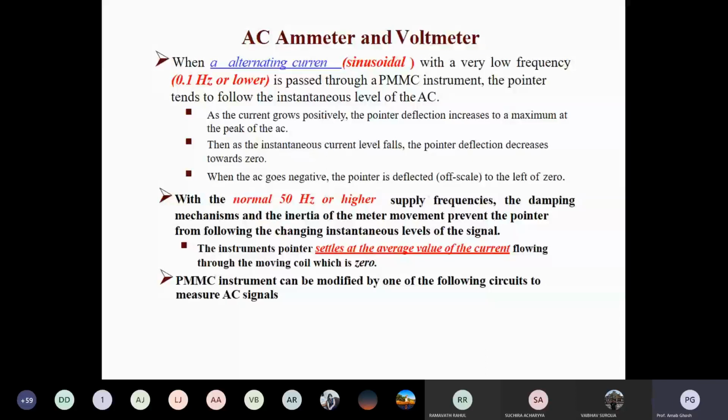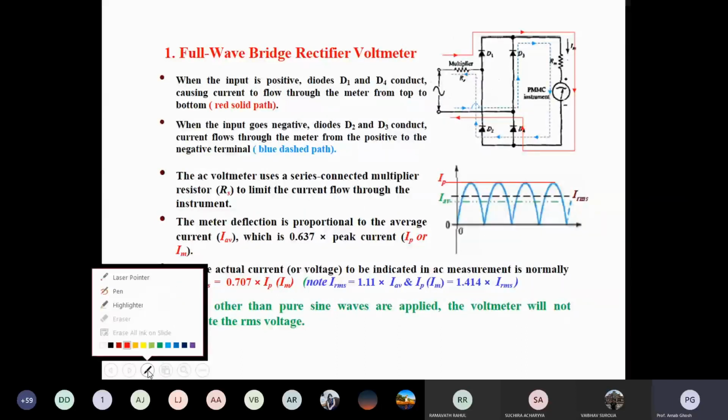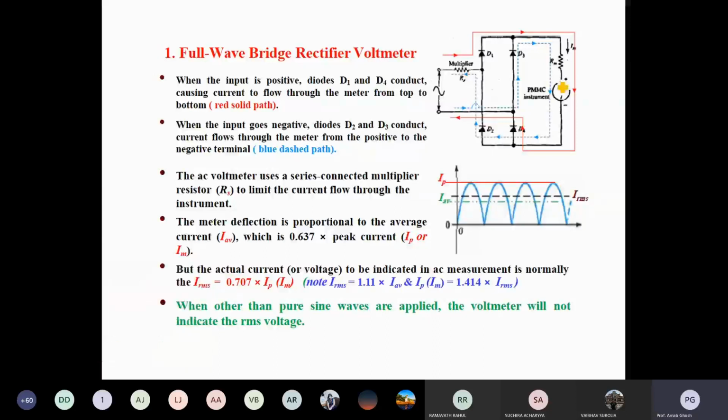The PMMC instrument can be modified by one of the following circuits to measure an AC signal. So what are the following circuits? First we are going for the full wave bridge rectifier voltmeter. You can observe that the PMMC instrument is connected here as a voltmeter.